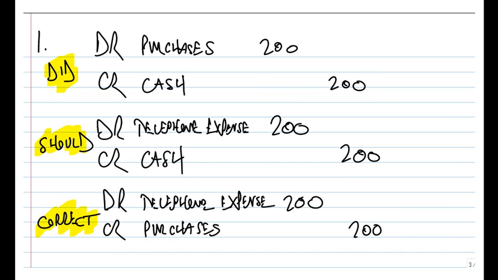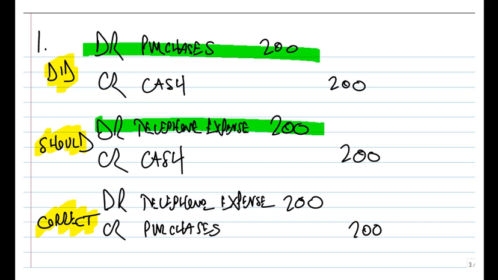Now, a couple of additional techie bits we can discuss about this particular error. What kind of error are we dealing with here? Well, this is what's known as an error of commission. It's an error of commission. In this case, effectively, we've just commissioned the wrong ledger account. The debit went to purchases when it should have gone to the telephone expense.